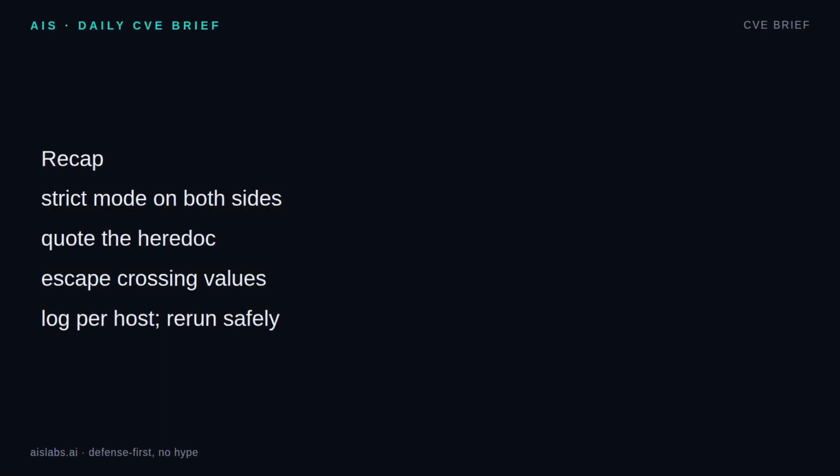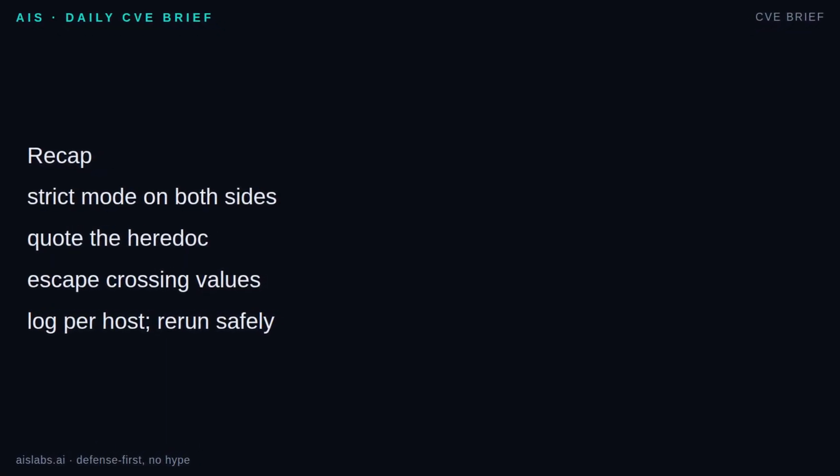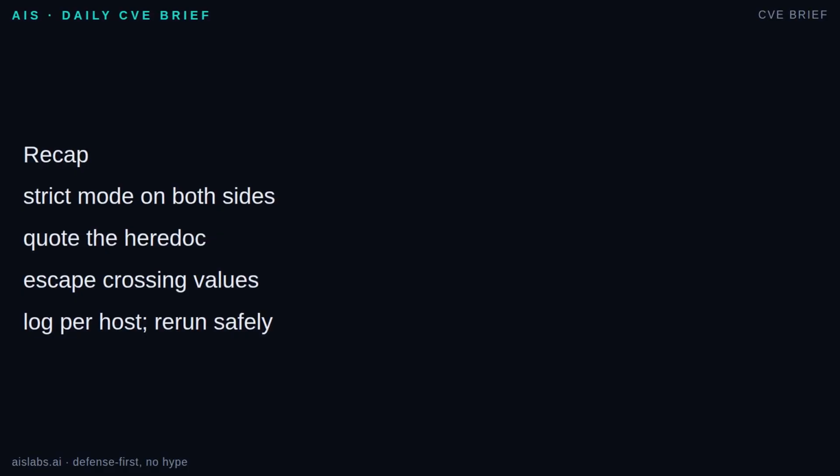3 beats to keep. First, strict mode belongs at the top of the local driver script and inside the remote bash block, but still check important results explicitly. Second, quote the heredoc delimiter so remote variables stay remote, and use printf %q when local values must cross into a remote shell command. Third, log per host and make every change idempotent, so a rerun is a repair tool, not a second incident.